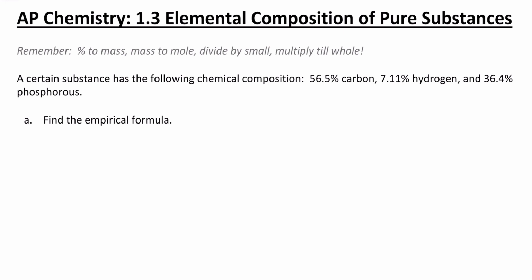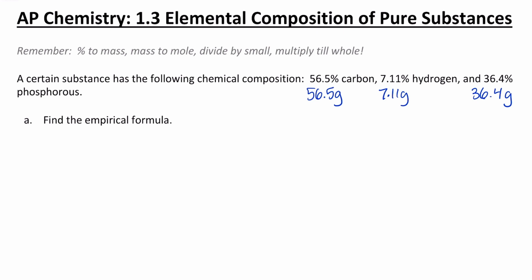So our prompt says, a certain substance has the following chemical composition: 56.5% carbon, 7.11% hydrogen, and 36.4% phosphorus. So given the percent, we're going to first convert it to mass in order to proceed to find the empirical formula. So we're going to say 56.5 grams, 7.11 grams, and 36.4 grams. So now we have the grams.